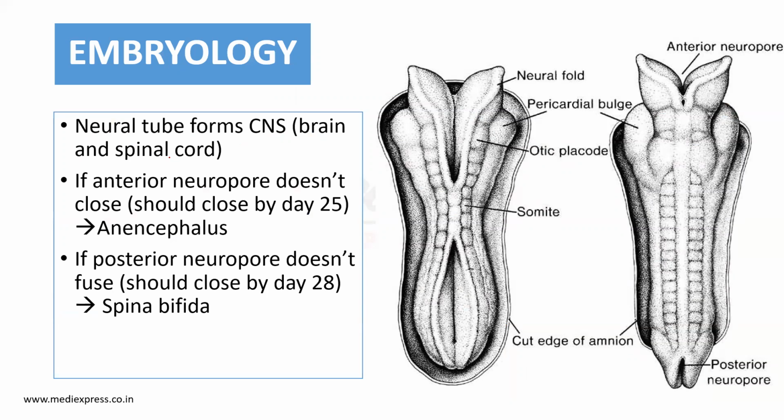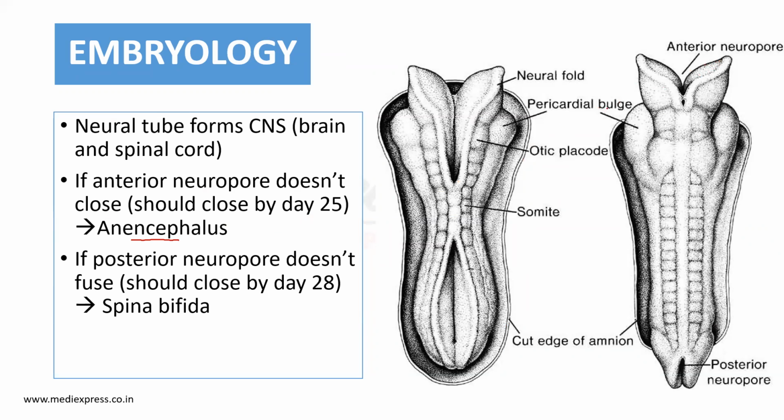Very important one. Okay. Now, you can see over here, we have an anterior neuropore and a posterior neuropore. Now, we have already said the neural tube forms the brain and the spinal cord. Remember that both the anterior neuropore and the posterior neuropore have to fuse together. If the anterior neuropore is not closed, we have a condition known as anencephaly. That is, the vault of the head will not be there. It will be open.